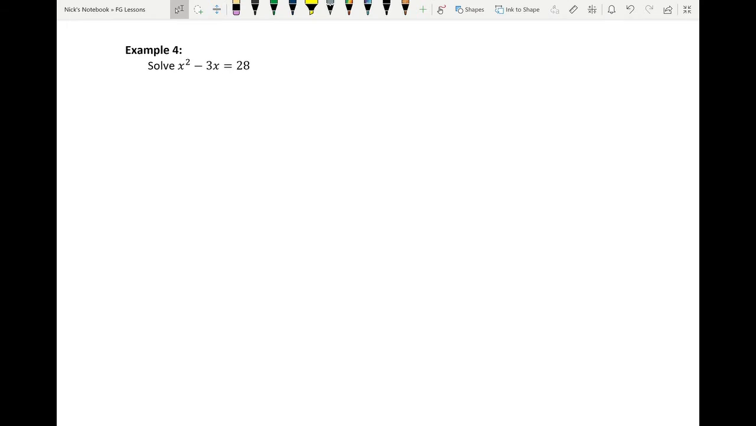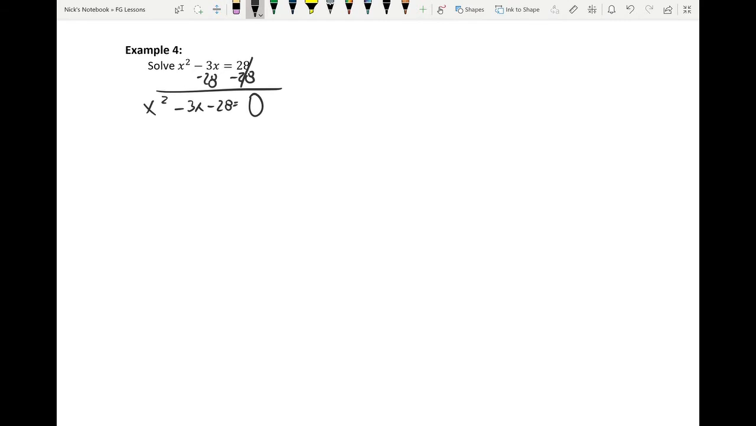All right, example 4. So we have x squared minus 3x equals 28. We noticed in the previous problems, they were all equal to 0. This isn't equal to 0, but what we have to do is get it equal to 0. So let's go ahead and subtract that 28 from both sides. If we subtract that 28, that goes to 0 because 28 minus 28 is 0. This is our result.